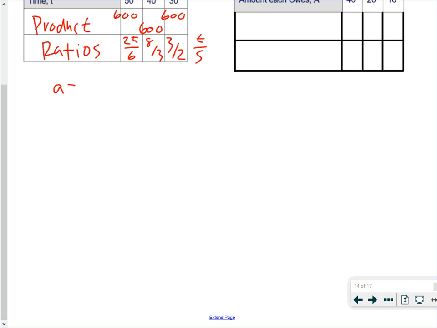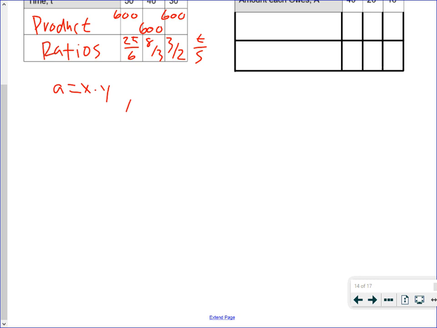I'm going to use a equals x times y, but if you wanted to, you could also use y equals a over x, or whatever you like. Okay, it doesn't really matter. They're all the same equation. Choose whichever one you like most. I'm going to stick with a equals x times y.